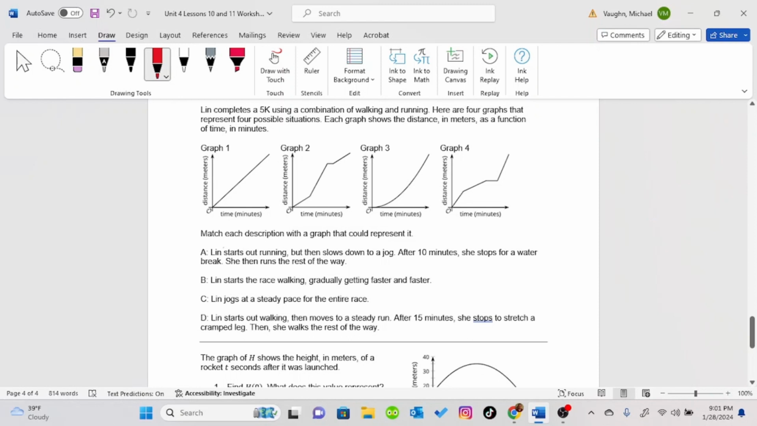So graph 4, this portion would be running. Then we would have jogging, then stopping, and finally running. So A matches graph 4.